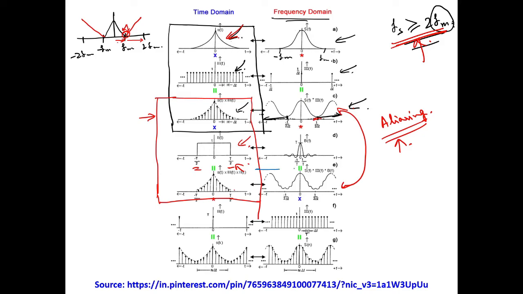Now if you see over here, after we have time limited it, we have got this signal. Now we are multiplying it with an impulse train in the frequency domain. Once you do that, you are getting a sampled frequency domain signal.